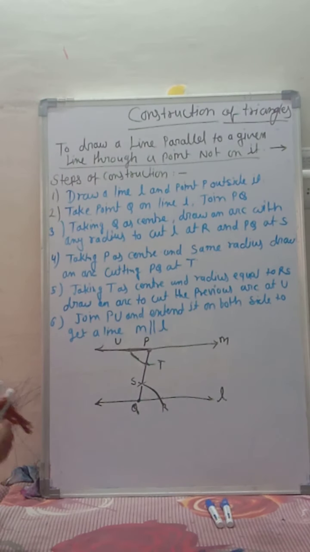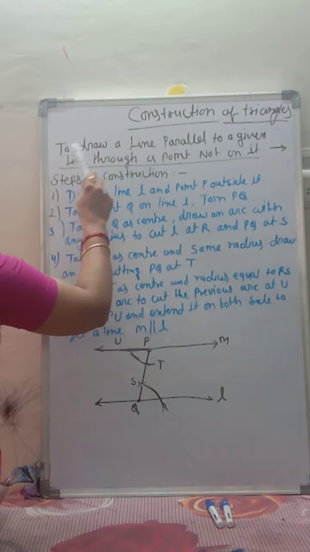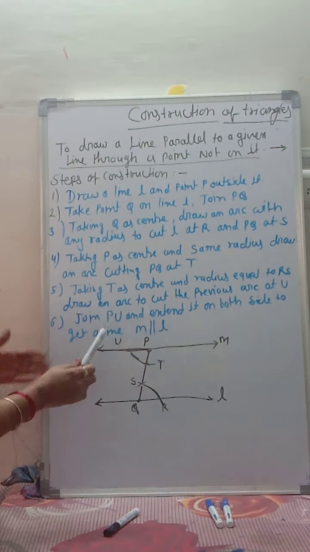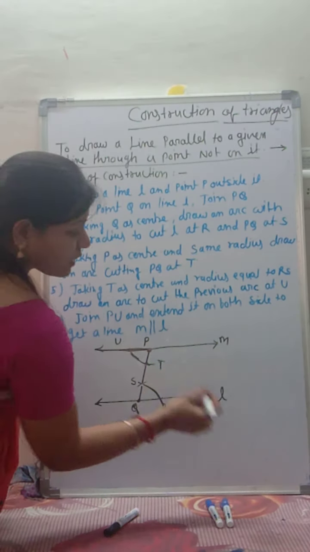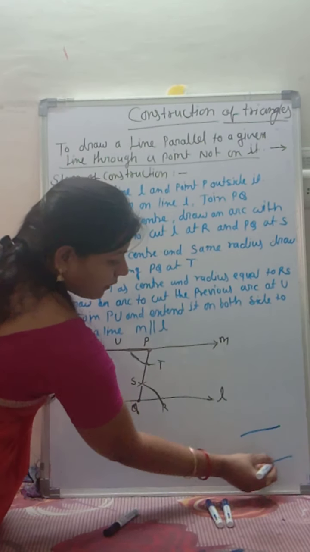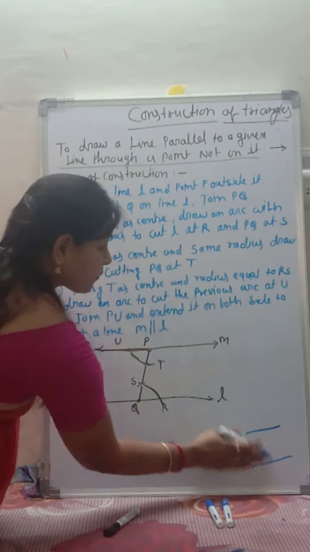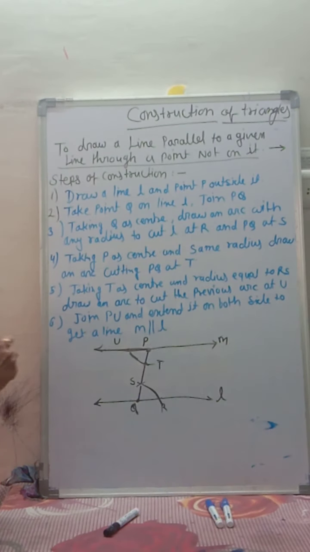First, you have to construct a line parallel to a given line through a point not on it. It means you have to draw a parallel line if you are given a point not on the line. So how can we construct it? Here are the steps of construction.